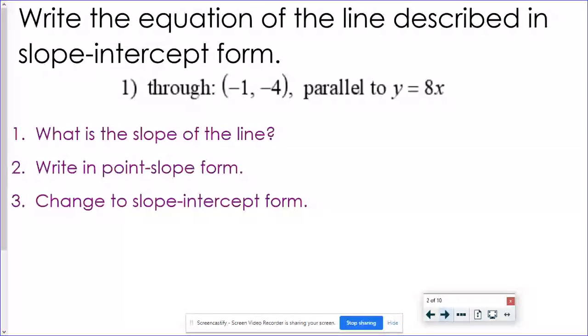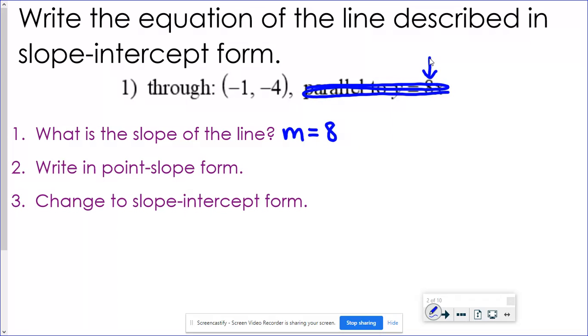So I want to be able to write different equations given the information that they have here for me. I want to go through a particular point, which is -1, -4, and I want it to be parallel to y equals 8x. The only thing I really need from that equation, y equals 8x, is this right here. That's the slope. I know that the slope is 8, or 8 over 1. Once I know that, to be perfectly honest, you don't need anything else right here. You can ignore that. That's all I needed was that one number.